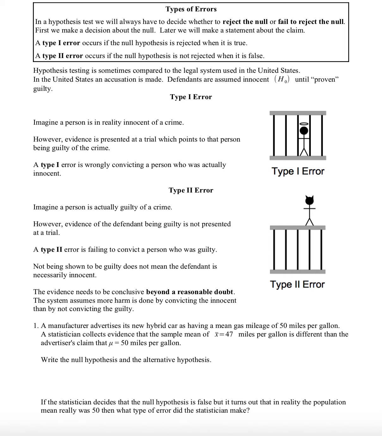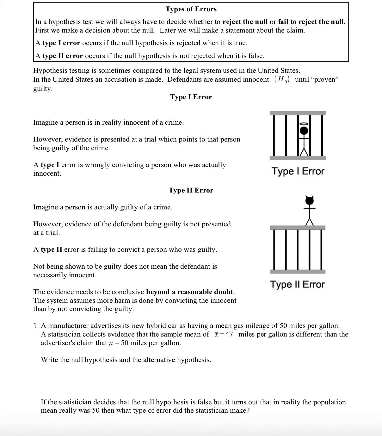The analogy for a type 2 error is as follows. Imagine a person is actually guilty of a crime, but evidence of the person being guilty wasn't presented at trial. So a type 2 error would be failing to convict a guilty defendant. Keep in mind that not being shown to be guilty doesn't necessarily mean the person is innocent.